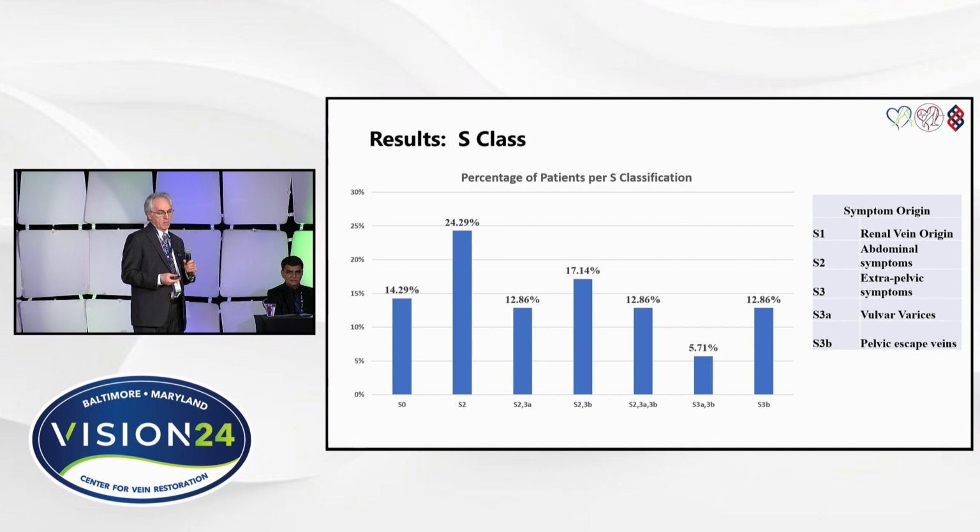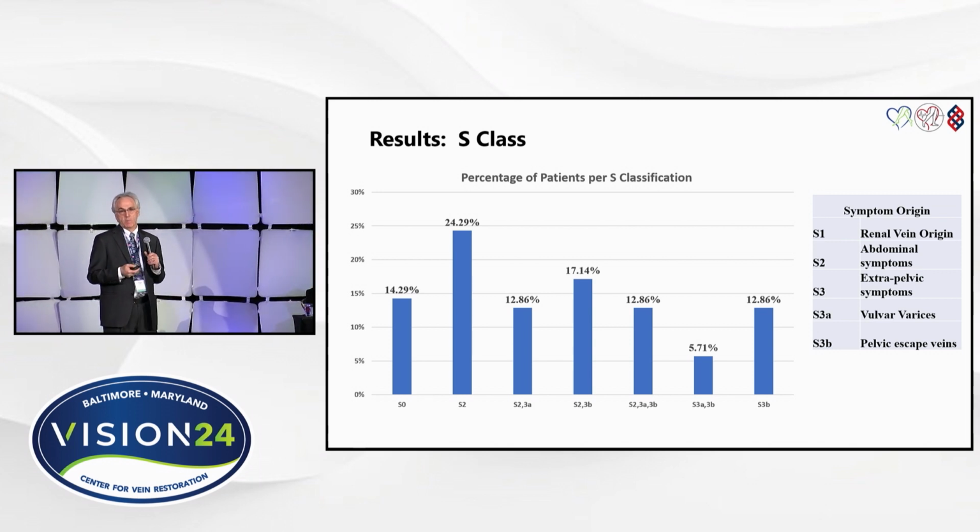S2 3B means, again, abdominal varices with extraperitoneal escape veins. And then the S2 3A 3B is a combination of vulvar varices with escape veins. And then S3A and 3B, meaning they only had evidence of vulvar varices and escape veins, but we didn't see anything intra-abdominally. And then finally, just the patients with the escape veins. Now, the escape vein number of 12.8% is pretty consistent.